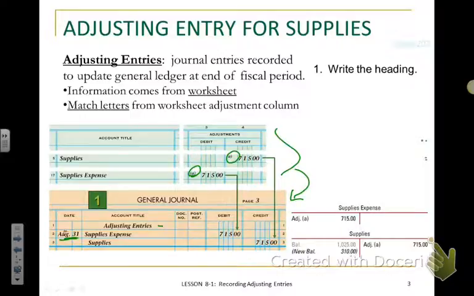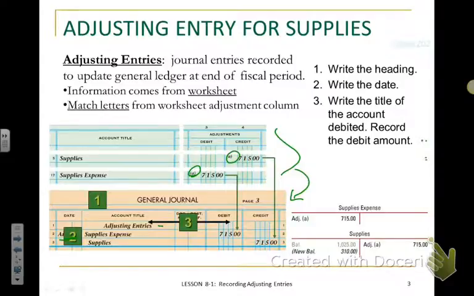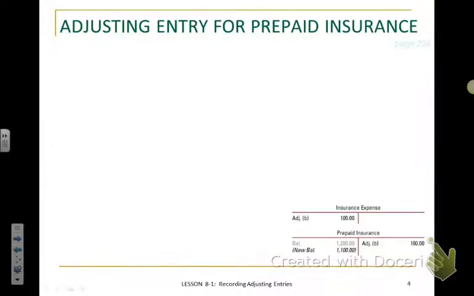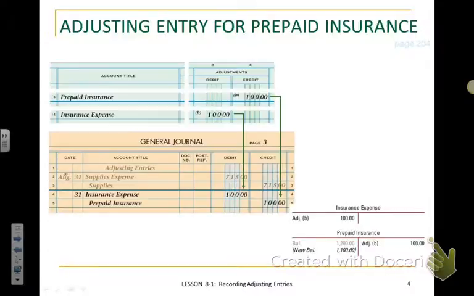So we write the heading, adjusting entries, and then we take the date, and then we write the title of the account debited and record that, and we write the title of the account that's credited and we record that. I think my lines don't match up 100%. Okay. Then we do the same exact thing for the other adjusting entries, whatever they might be. In this case, we just have prepaid insurance and insurance expense, and we do the same thing down here.